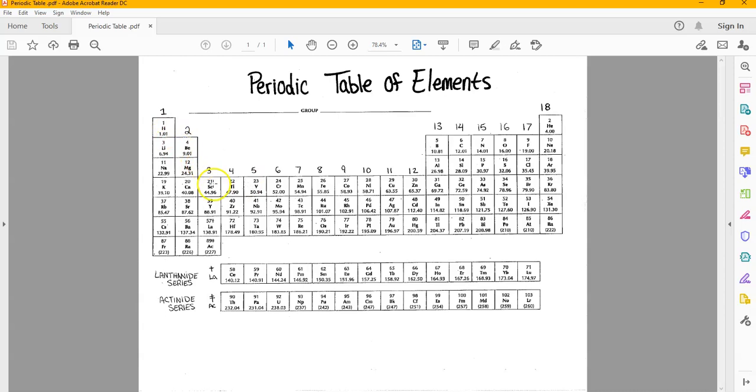So for instance, if I was doing calcium, right here, Ca20, I'd start at the beginning. 1s, and there are 2 blocks in the 1s. So 1s2, 2s2, 2p6, 3s2, 3p6, 4s2. Okay? And you'll get there, you just have to practice.